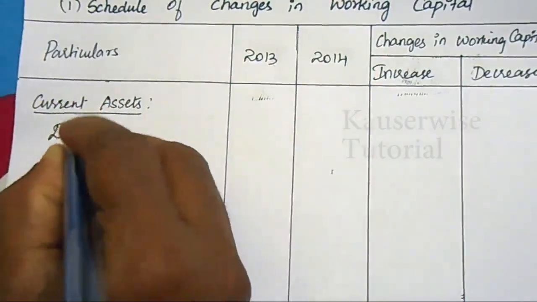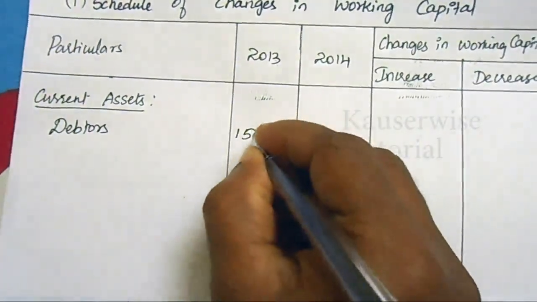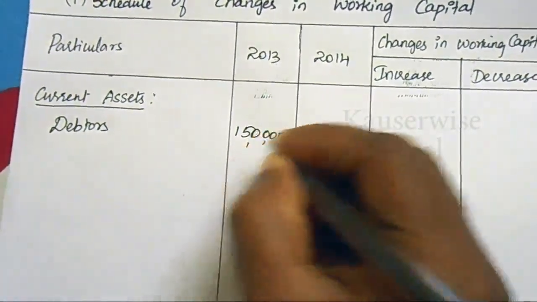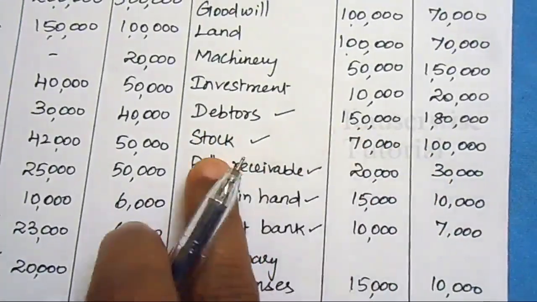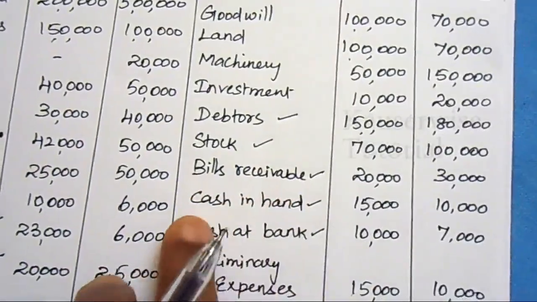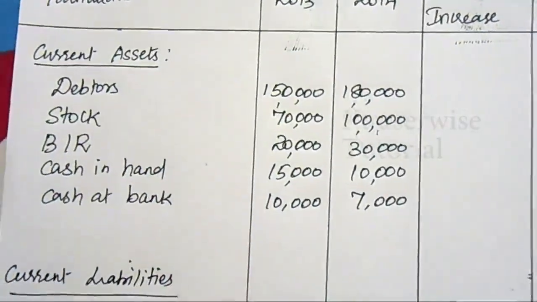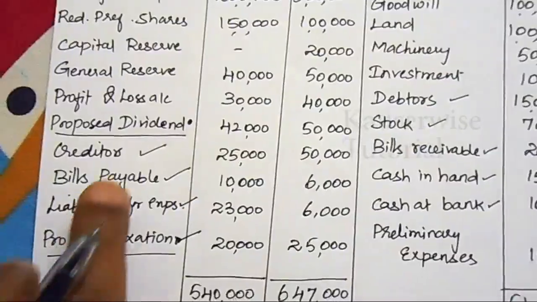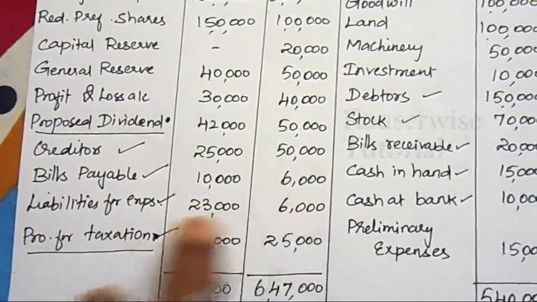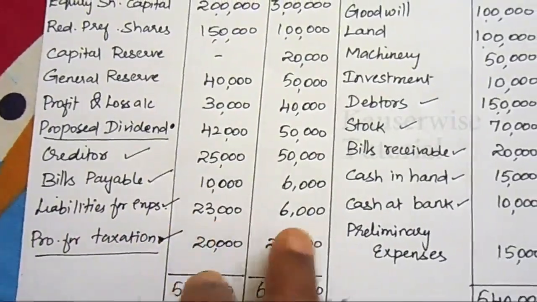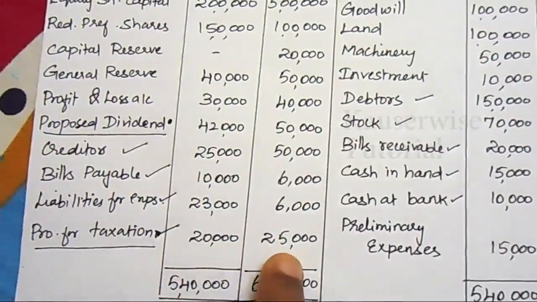List out all current assets and current liabilities. Debtors, last year 1,50,000, current year 1,80,000. Debtors, stock, bills receivable, cash in hand, cash at bank. These are all the current assets. Now I am going to write current liabilities. Creditors 25,000, 50,000, bills payable 10,000, 6,000, liabilities for expenses 23,000 and 6,000, provision for taxation 20,000, 25,000.